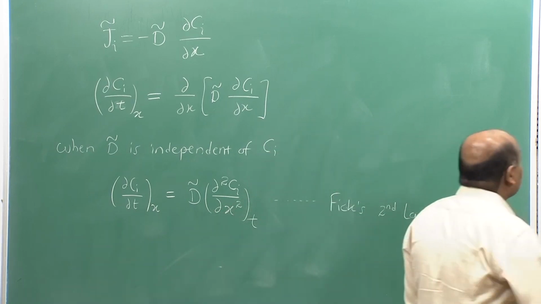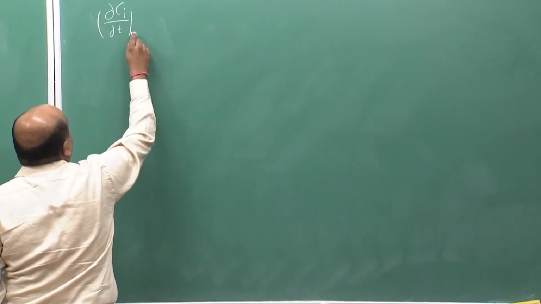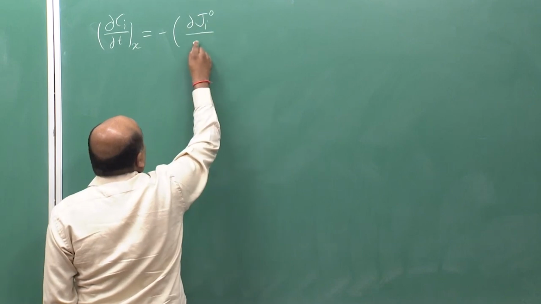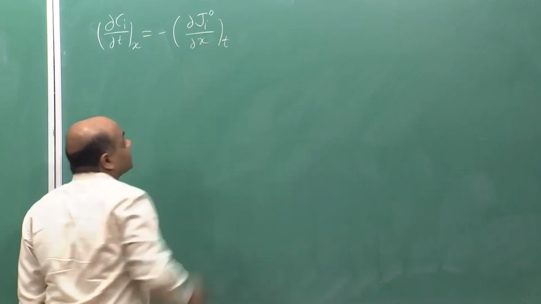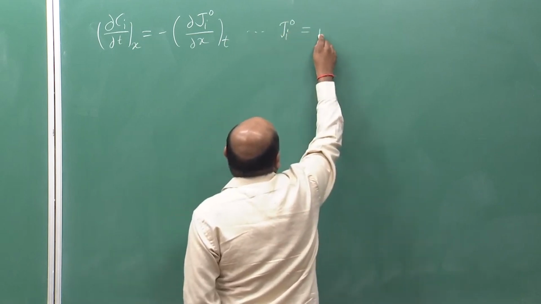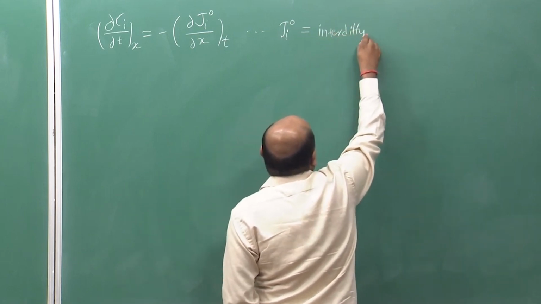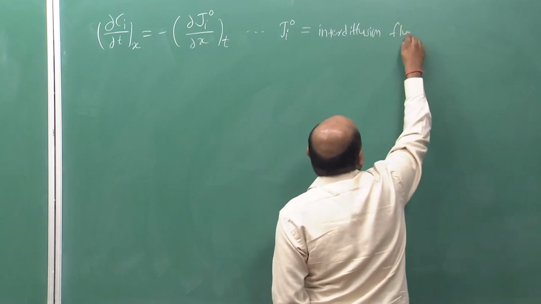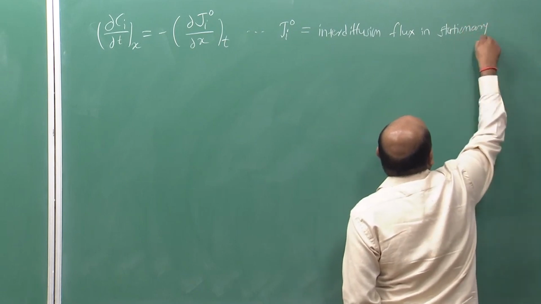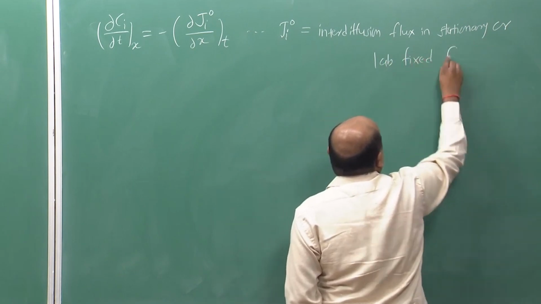Okay. So, I should more accurately write the continuity equation as dou Ci by dou t at x should be equal to minus dou Gi 0 by dou x at t, where Gi 0 is the interdiffusion flux in stationary, or which is also referred to as lab fixed frame.